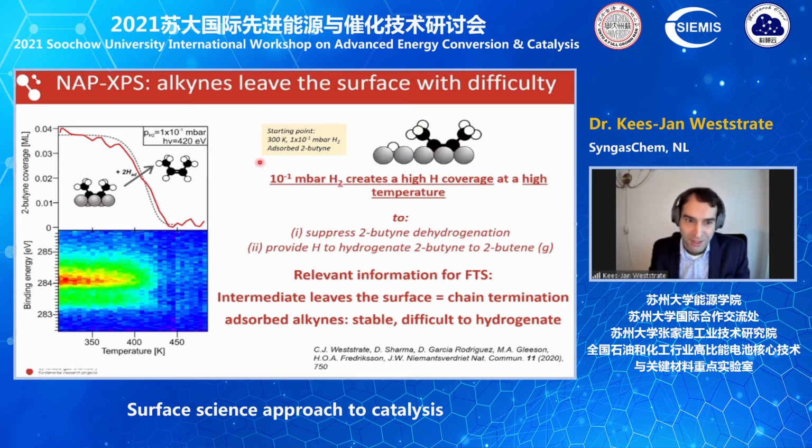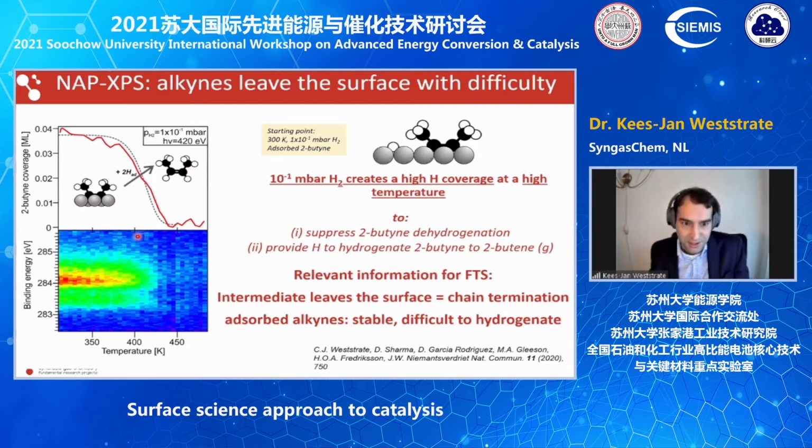So what we see happening here is we have the starting point, a 2-butyne adsorbate. It adsorbs very, very strongly, so it cannot leave the surface. But we also have hydrogen. Now, this hydrogen at the high temperature can bind to the 2-butyne in a hydrogenation reaction. It will make a 2-butene, and the 2-butene doesn't bind so strongly. So as soon as the 2-butene is being made, it will leave the surface. So this is the reaction that we see.